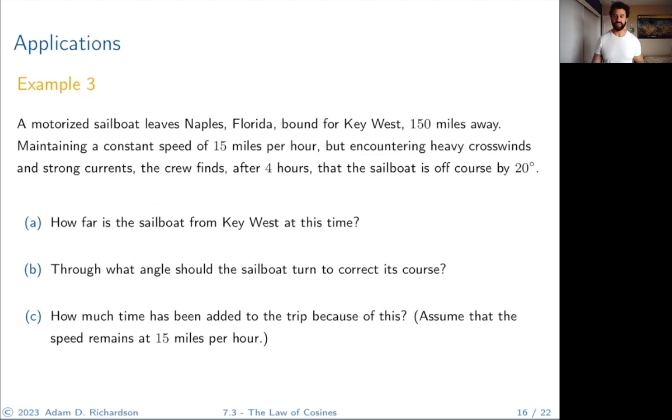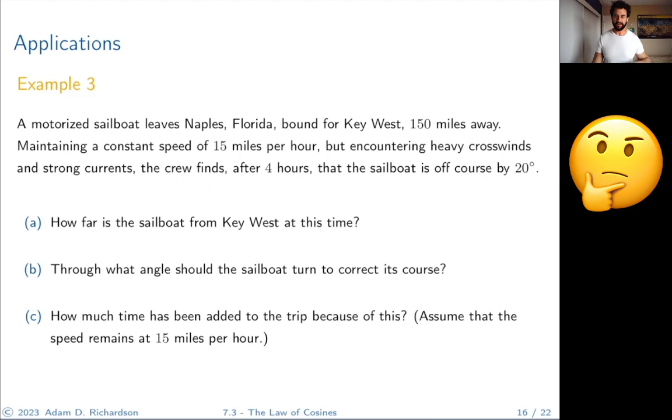So this is a good question, right? First, what I want you to do is just kind of let it marinate in your brain a little bit. Think about it, read it a couple of times out loud, see if you could imagine a picture, and then we'll go through it together.